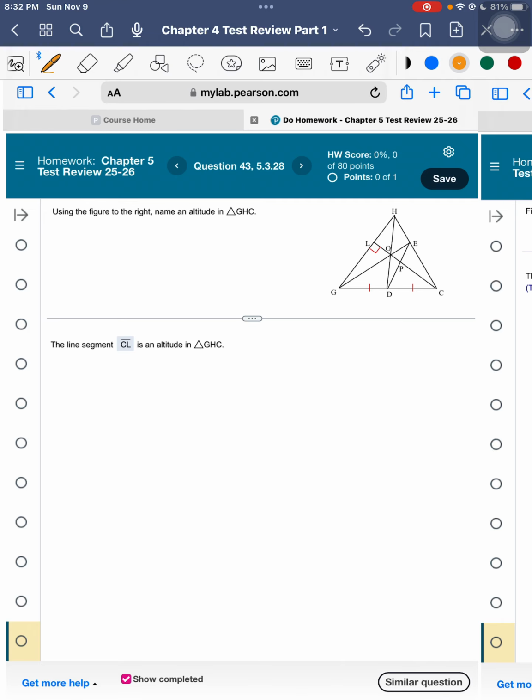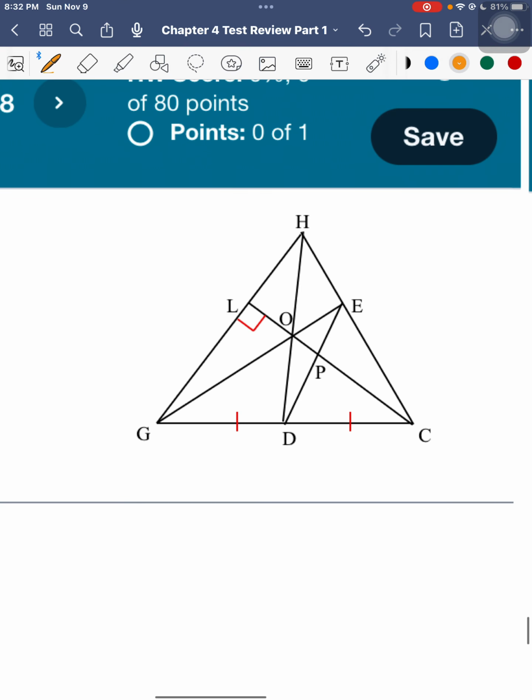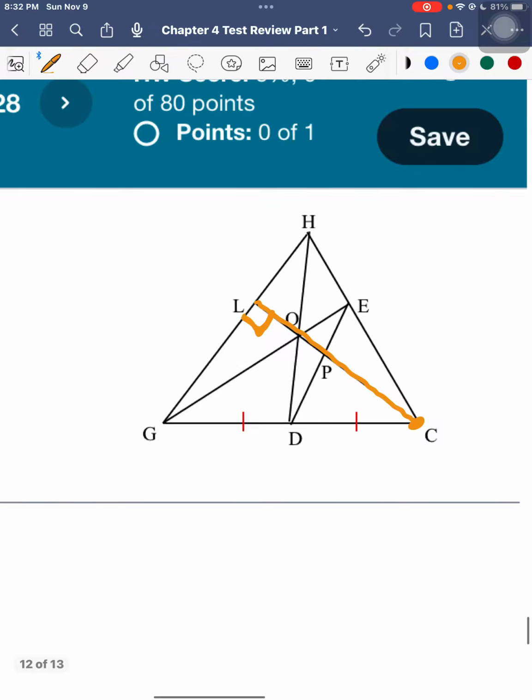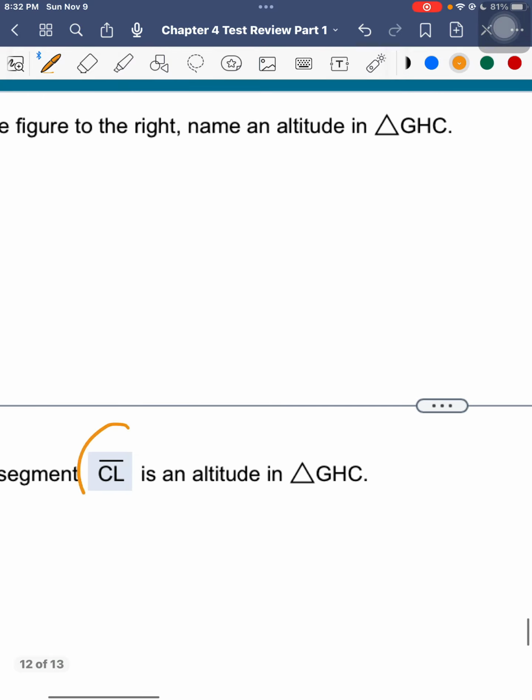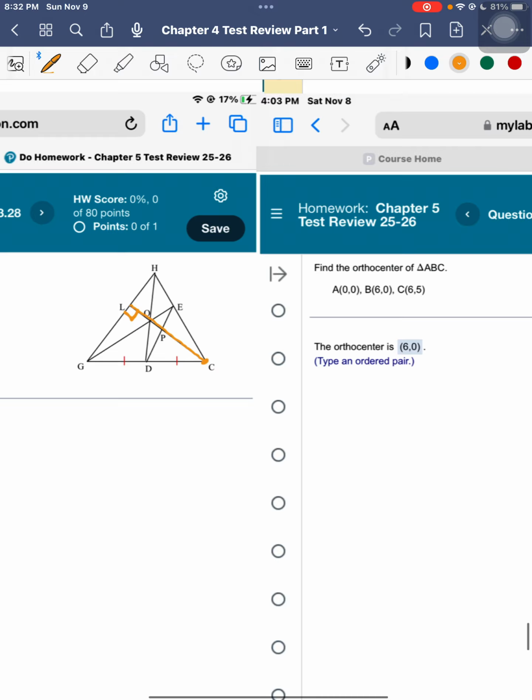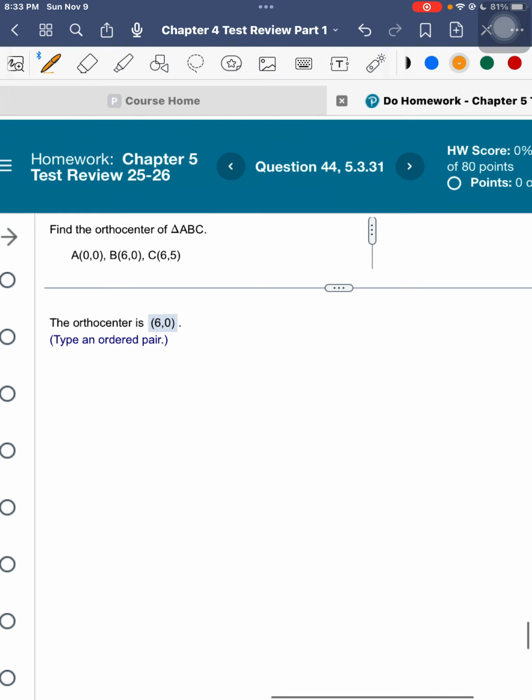Use the figure to the right, name an altitude in this triangle. Let's look at an altitude. If we want to find an altitude, we need to look at the right angle. If we look at this right angle, what is the line connected to this right angle? Line CL. So my answer is segment CL. Good.